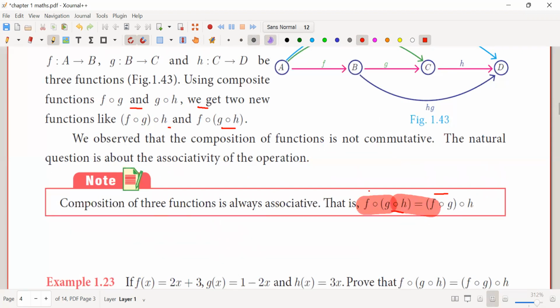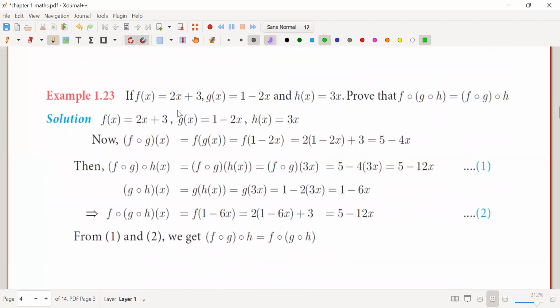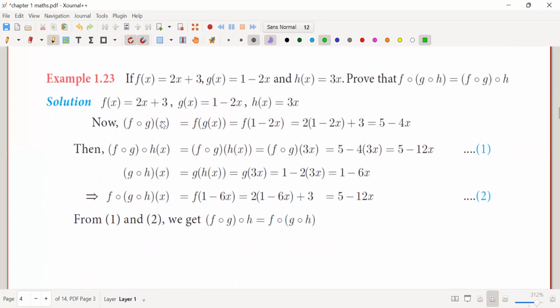We will verify whether it is true or not. So check this example, f of x, g of x, and h of x. Prove that f of g of h is equal to f of g of h. First step is LHS. In LHS, f of g of h equals: first, we have to complete one part, then complete the second part.